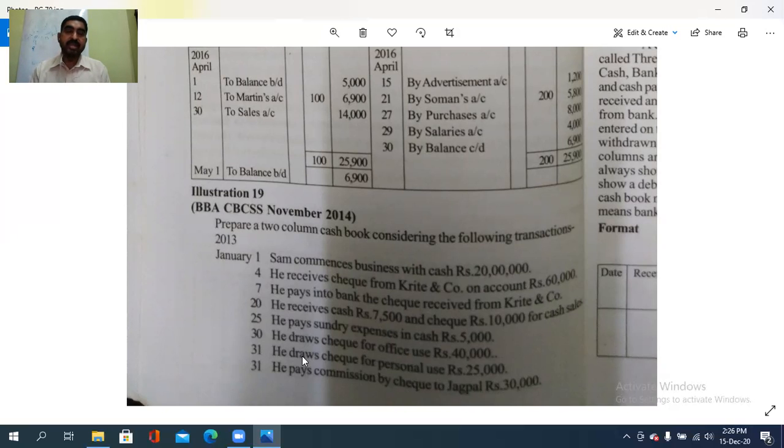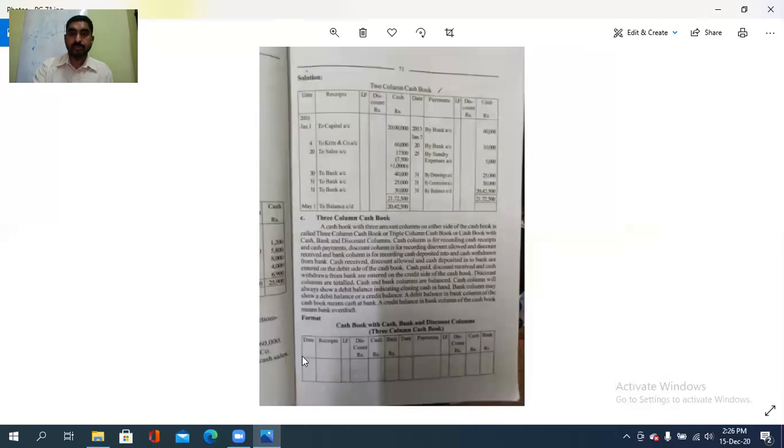He pays sundry expenses in cash. So what is the entry? Sundry expenses account debit to cash. So it comes on the credit side of the cash book. Sundry expenses. See, by sundry expenses.